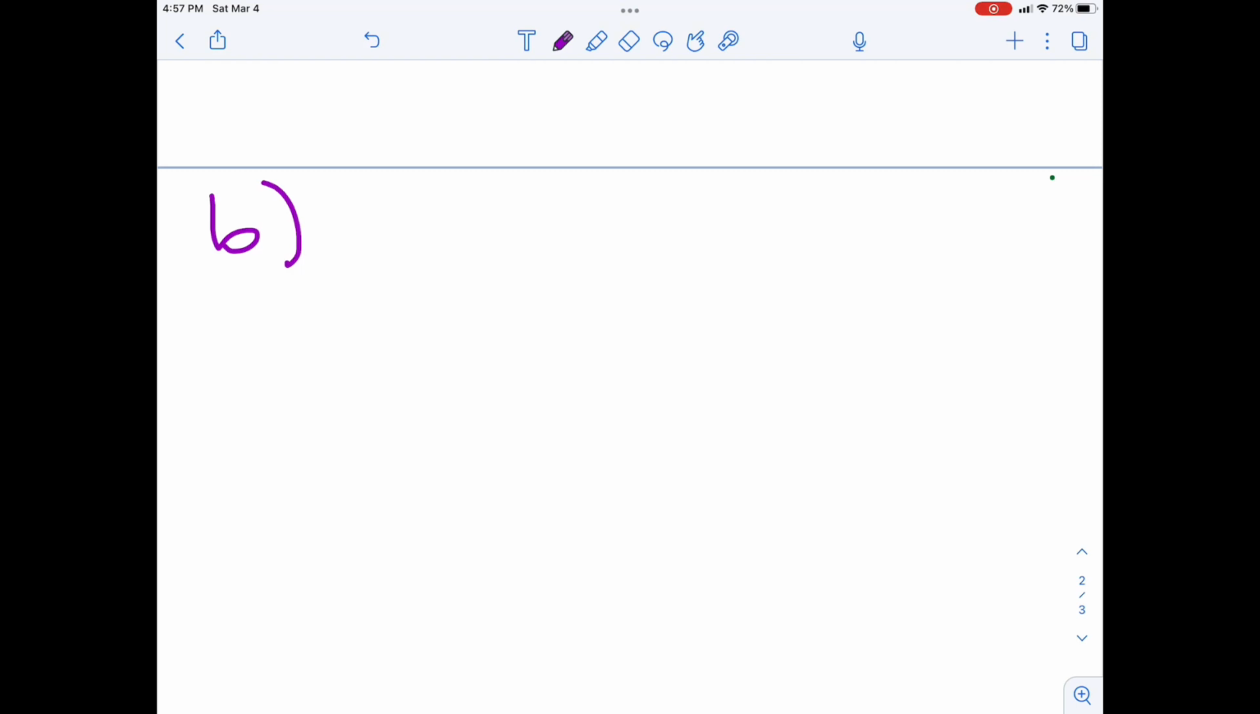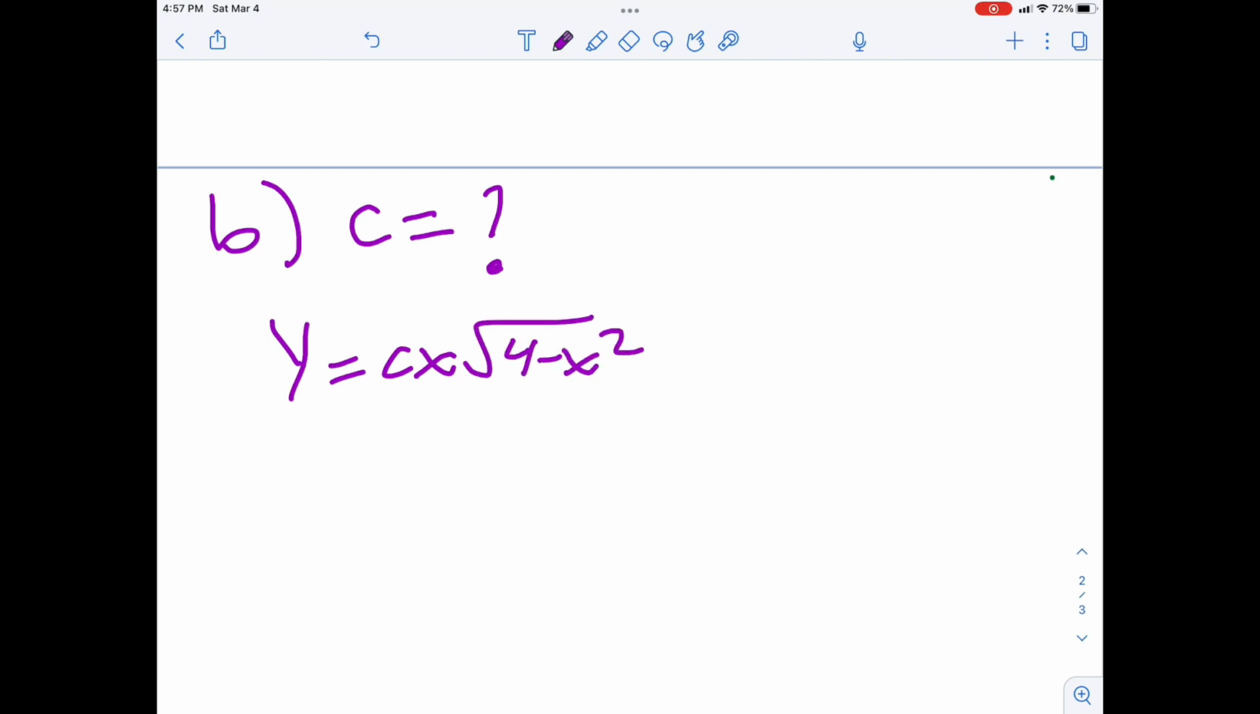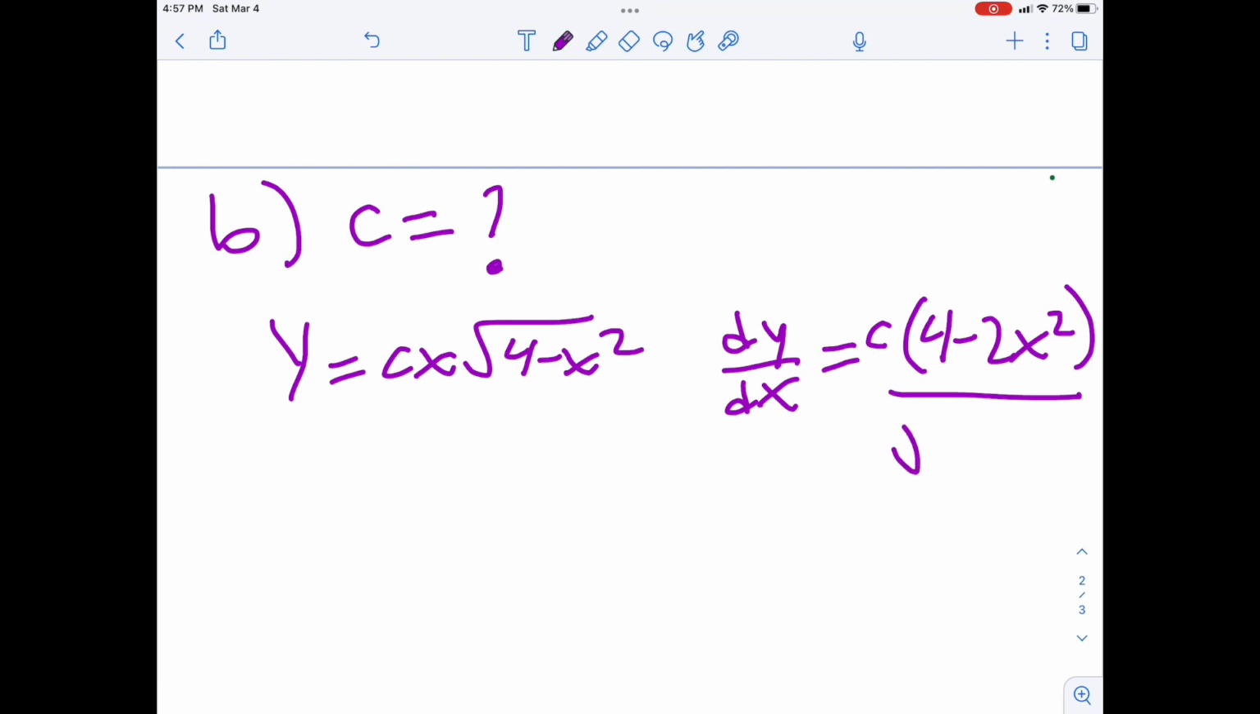For what value of c is this spinning toy? So we want to know what c equals. So they threw a lot of information at us. Let's try to break down what they're telling us. We have our family of functions, y equals cx times the square root of 4 minus x squared. And then in the problem, they told me that y prime, or dy over dx, equals c, and then in parentheses 4 minus 2x squared over the square root of 4 minus x squared.